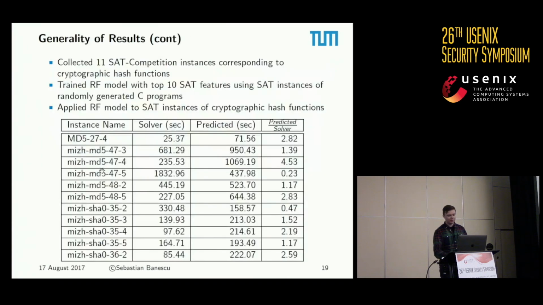They're not C programs, sorry. The time that the solver took is displayed in the second column, and the time that we predicted is displayed in the third column. The ratio between the two is in the last column, and the ratio closer to 1 is better. So we see that the ratio may be off by up to a factor of 4.5.